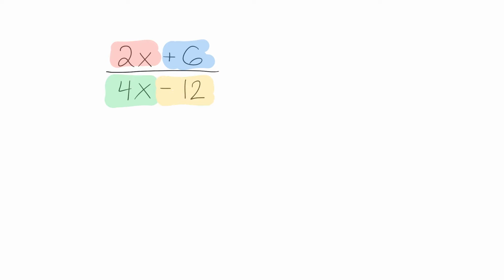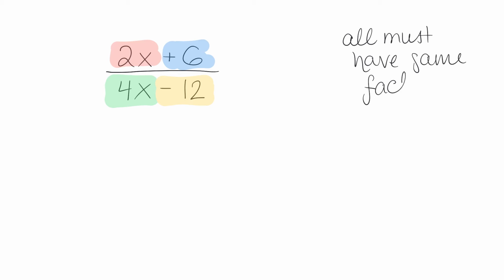In order to cancel something out, all of the terms must have the same factor. So let me give you an example. So they all must have the same factor. Let me write that down. So for example, if you had, let's make one little change, 2x plus 6 over 3x minus 12.